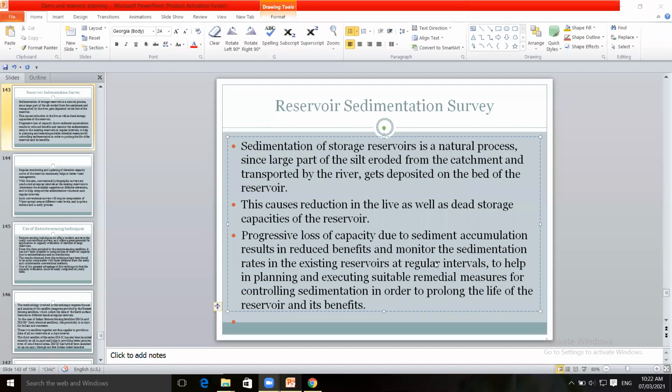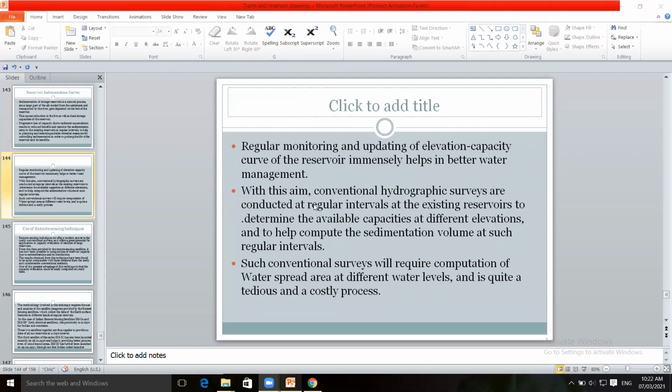So proper maintenance should be done at regular intervals. The sedimentation should be observed. Regular monitoring and updating of the elevation capacity curve of the reservoir should be helpful in deciding the capacity of the reservoir. So regularly we look at the elevation capacity curve and the area elevation curve. From that we can understand the storage capacity of the reservoir.